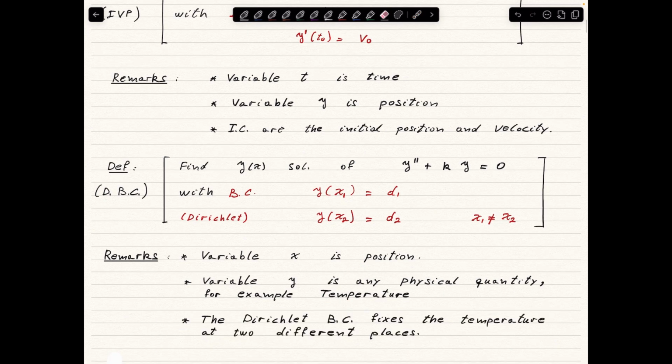And the boundary conditions, what are they? Well, in the case of the Dirichlet boundary conditions, these conditions fix the temperature at two different places. So that is a boundary value problem compared with an initial value problem.